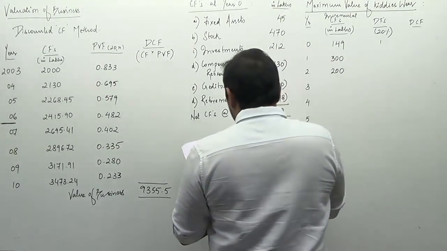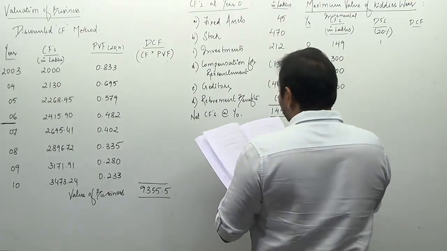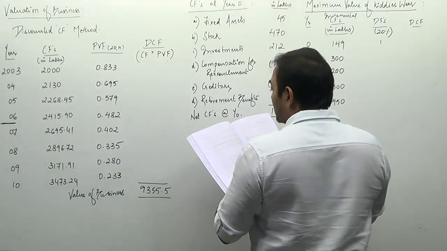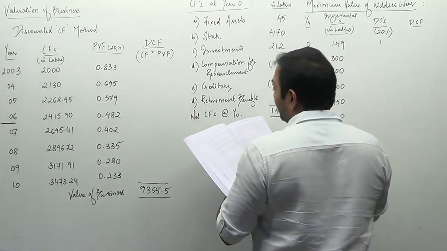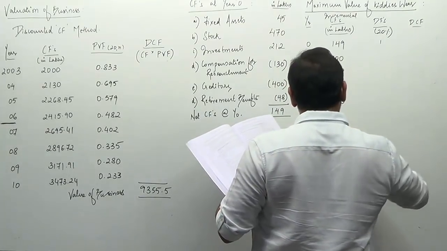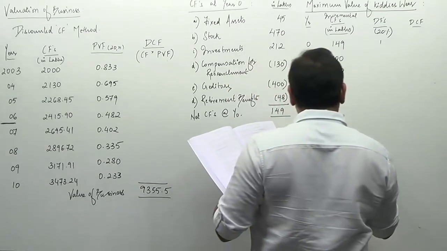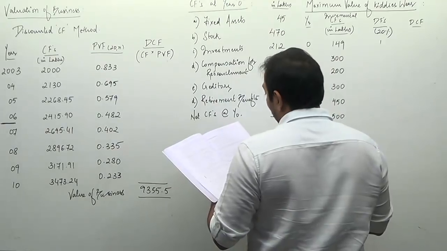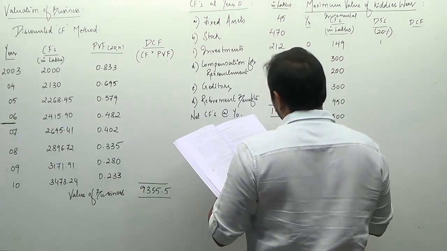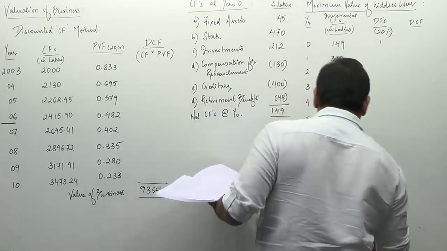Next, 2300, again 300 additional cash flow. Next year, 2500 to 2950, 450 additional cash flow. 3000 to 3500, 500 additional cash flow. 3400 to 4000, 600 additional cash flow. 3800 to 4500, 700 additional cash flow. 8th year, 4500 to 5300, 800 additional cash flow. 9th year, 5000 to 5800, again 800 only additional cash flow. Last year, 6000 to 6900, 900 additional cash flow.